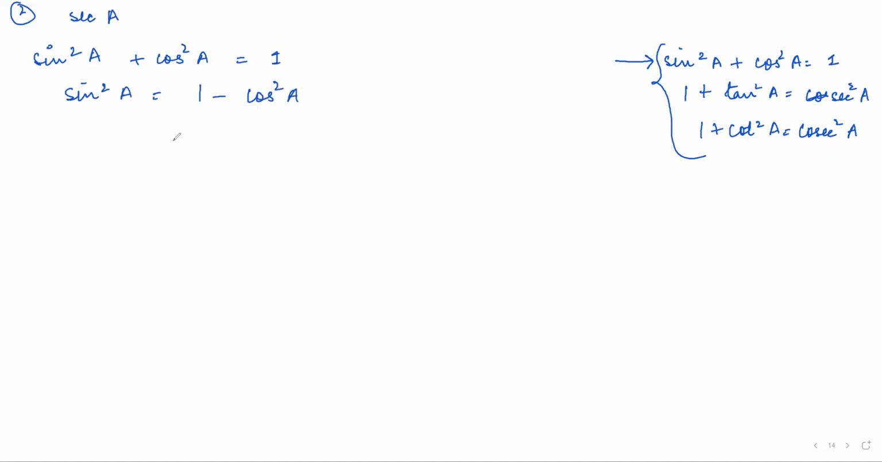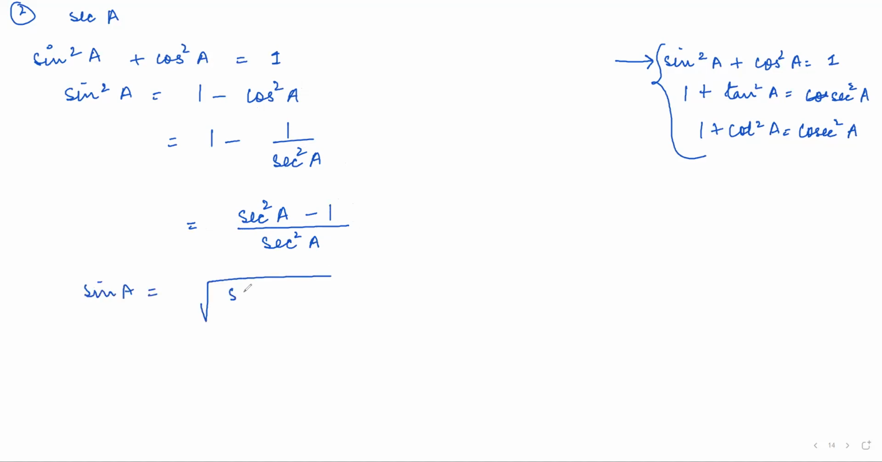Now can I write this as 1 minus 1 upon sec square A, because cos is 1 upon sec, correct? Yes, ma'am. Okay. Now you take LCM, so that becomes sec square A minus 1 divided by sec square A. So your sine of A becomes under root sec square A minus 1 divided by sec square A. All right? Yes, ma'am. Yeah, so you have converted sine in terms of sec.